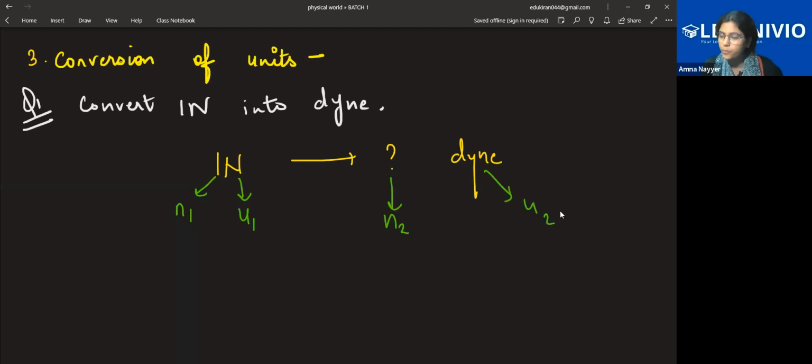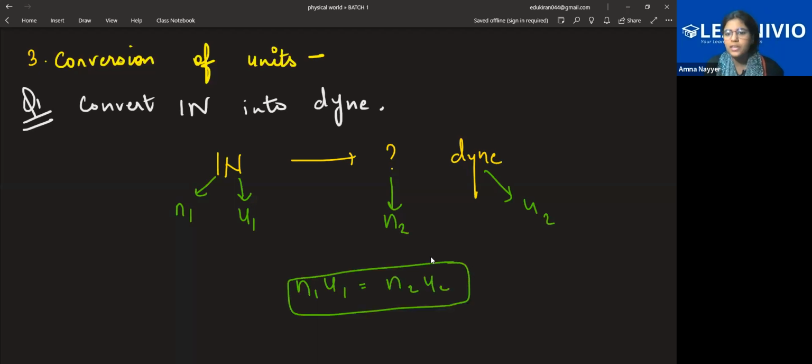One system of number into one system of unit is equal to the number of the second system multiplied by the second system of unit. Here we have the SI system present. Here we have the CGS system present. Our formula would be N1 U1 is equal to N2 U2.